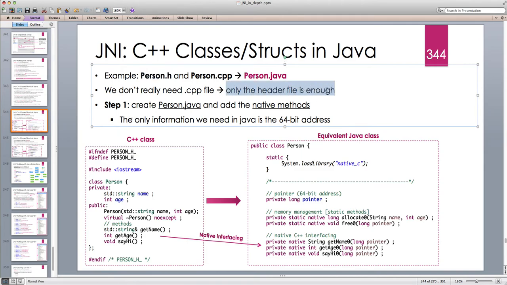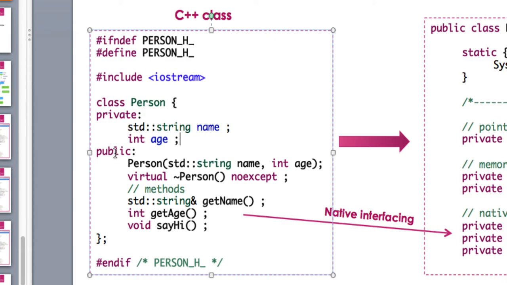So only the header file is enough. So what do we do? I have this header file for this person class. It has two private members: one is a std::string name and an int age. And then it has a few public members.